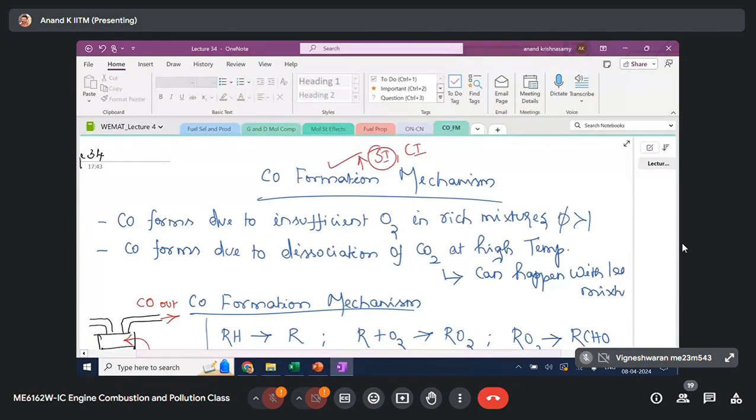One of the primary reasons for CO: CO is partially oxidized carbon. The fuels we deal with are gasoline and diesel, which are hydrocarbon fuels. What is the carbon content in gasoline and diesel? We discussed this in chapter 1. Around 84% to 85% is the carbon content, both in gasoline and diesel.